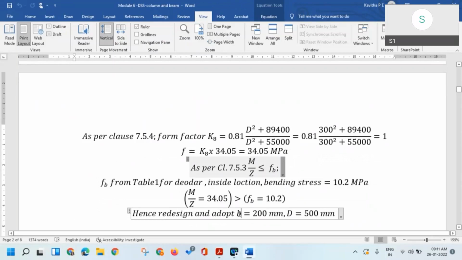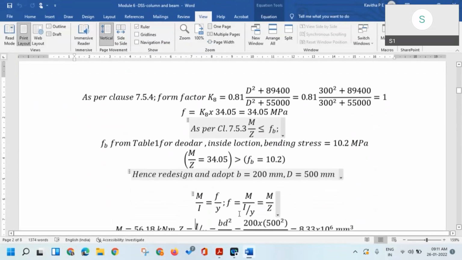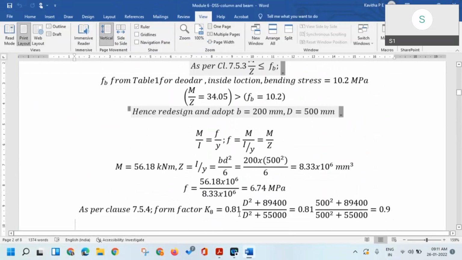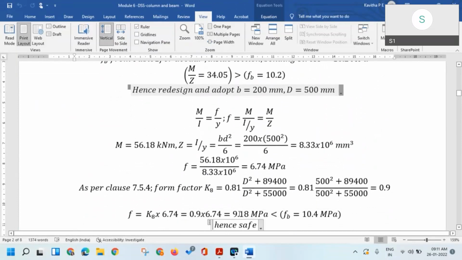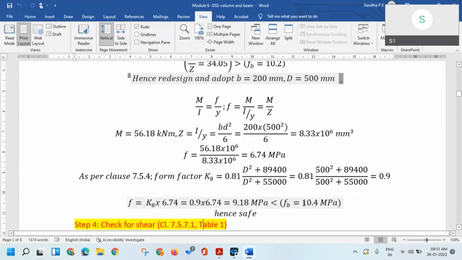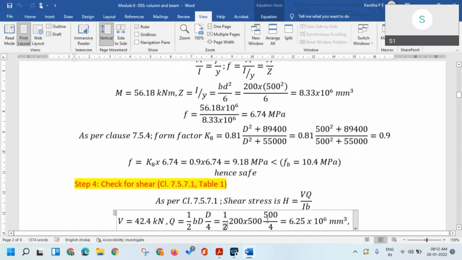So I'm redesigning it. I have increased B and D to 200 mm and 500 mm, and recalculated M by Z. The new value of K8 is calculated using D as 500, and F is equal to K8 into the new M by Z value. Thus I got the bending stress as 9.18, which is less than the allowable value 10.4. Hence the structure becomes safe. So the new cross section is 200 mm width and 500 mm depth.